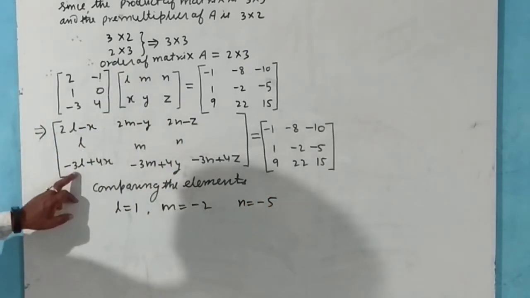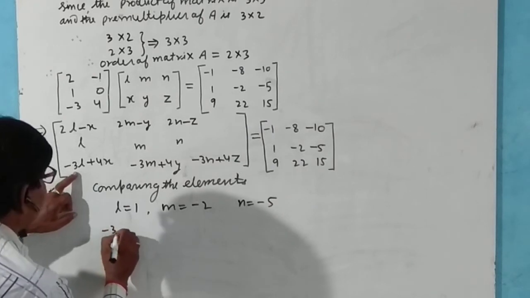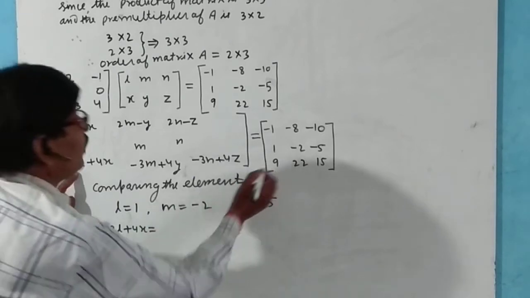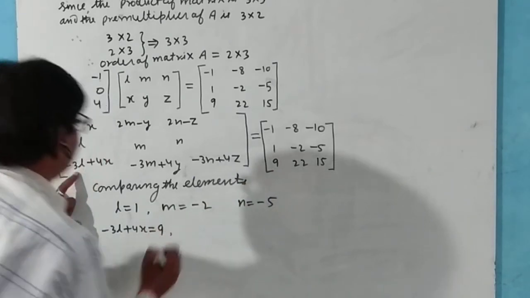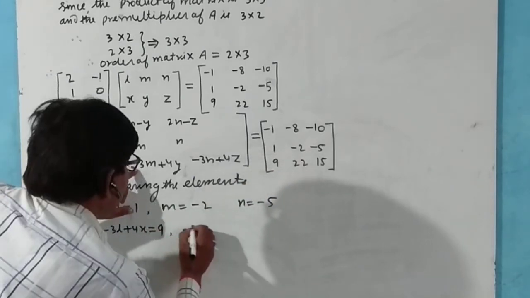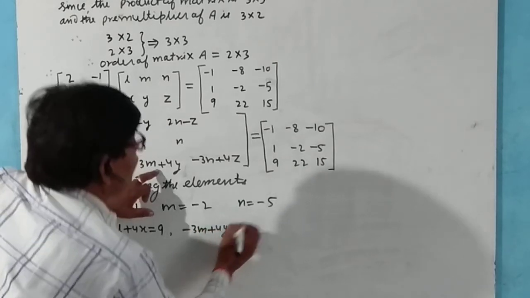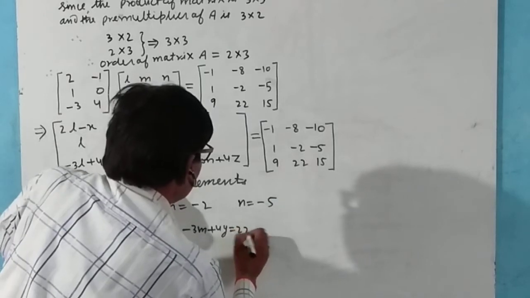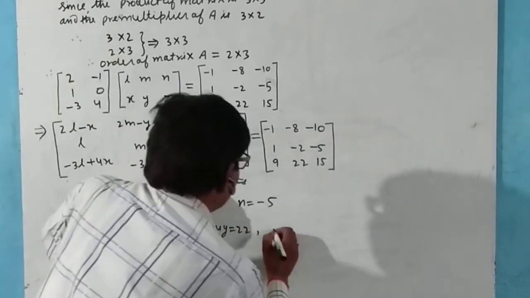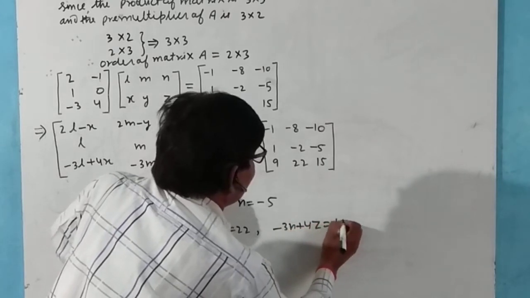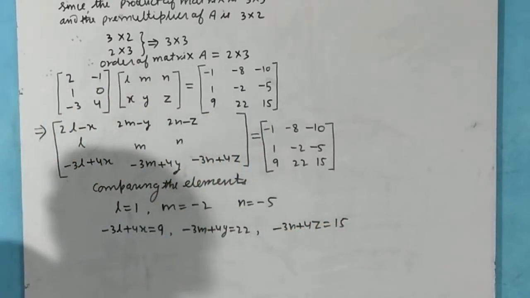And this: minus 3L plus 4x equal to 9, minus 3m plus 4y equal to 22, minus 3n plus 4z equal to 15.